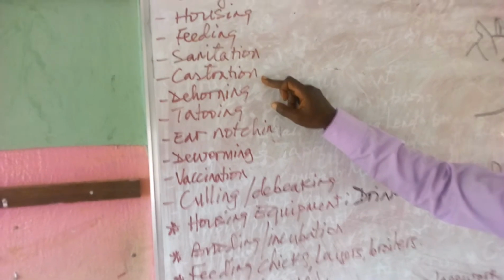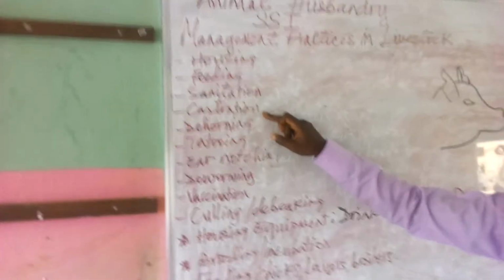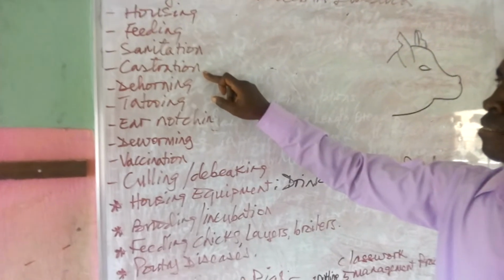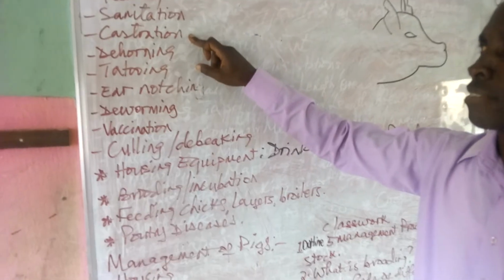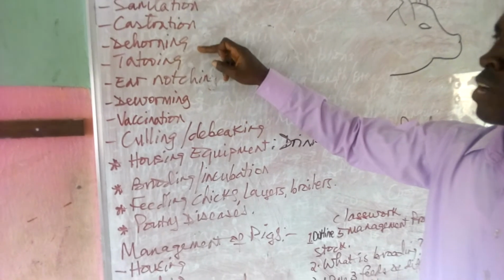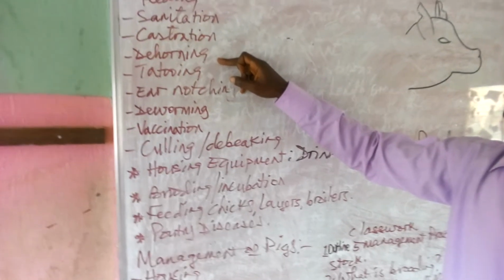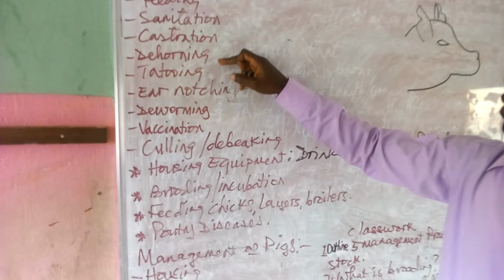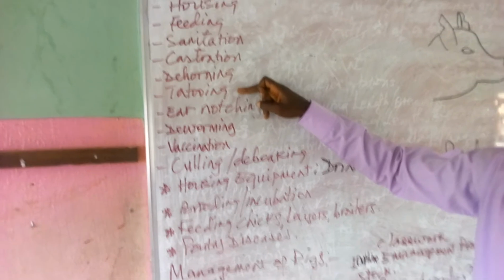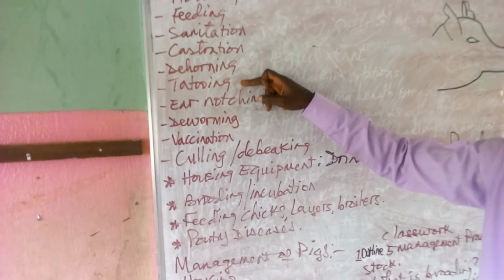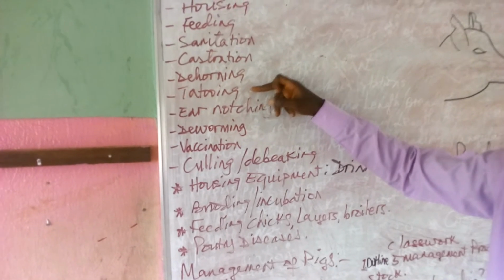Castration is the removal of male animals' testes, so that it will make them grow faster and become less aggressive. Dehorning is the removal of horns of animals like cattle so that they will occupy less space and be less aggressive. Tattooing is the creation of marks on the body of a farm animal for easy identification.